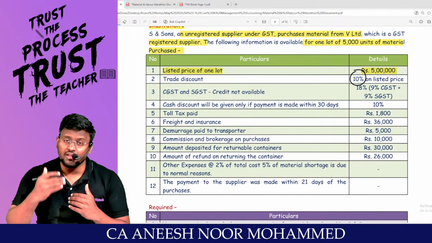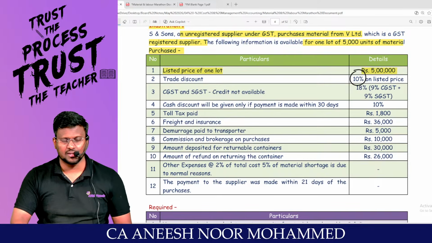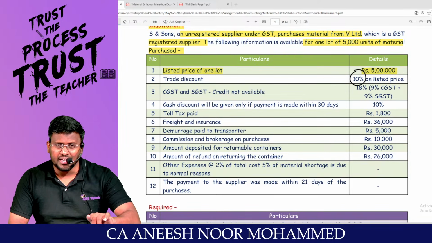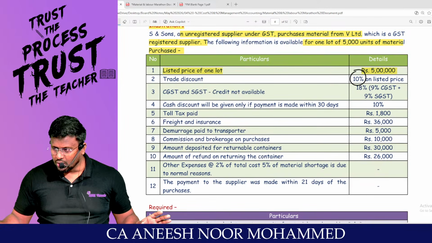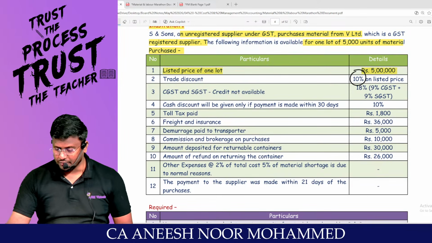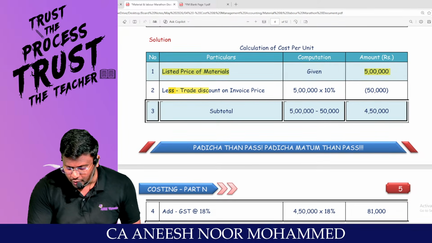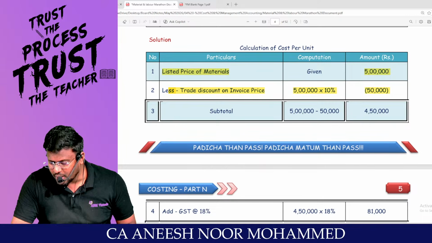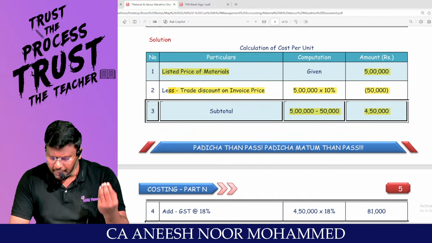What is the main difference between trade discount and cash discount? Trade discount happens before purchases, and cash discount happens after purchases. So trade discount will not form part of the cost at all, whereas cash discount will form part of the cost. So 10% of the listed price will not form part of cost at all. That's why 5 lakh into 10% comes to 50,000. So from 5 lakh, we have not even paid 50,000 at all.